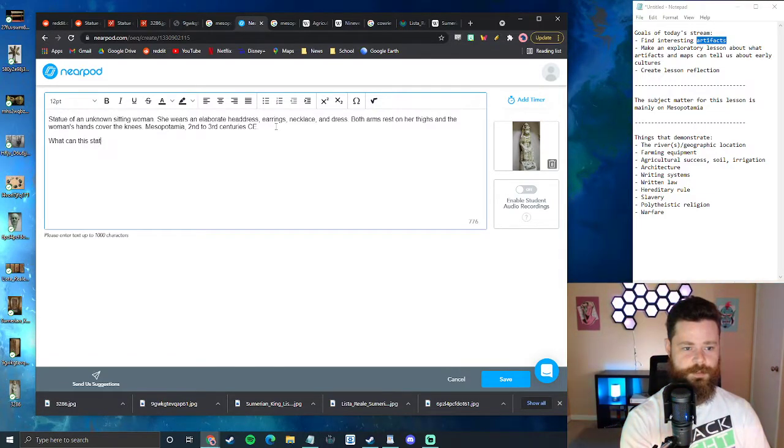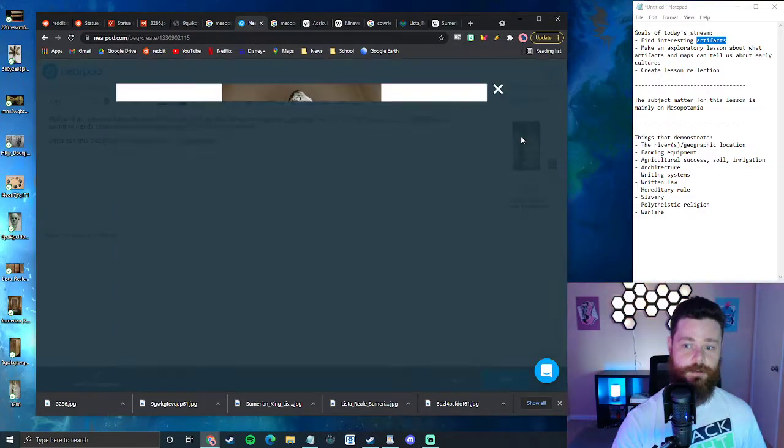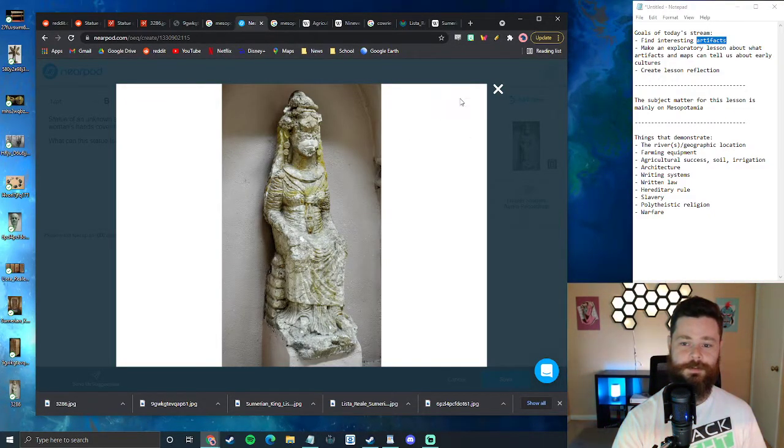What can this statue tell us about women in Mesopotamia? So ideally they would get something like women maybe had some higher opportunities in Mesopotamia. Now, actually going through, women across the board basically had fewer opportunities than men, and this is true for a ton of different ancient civilizations.